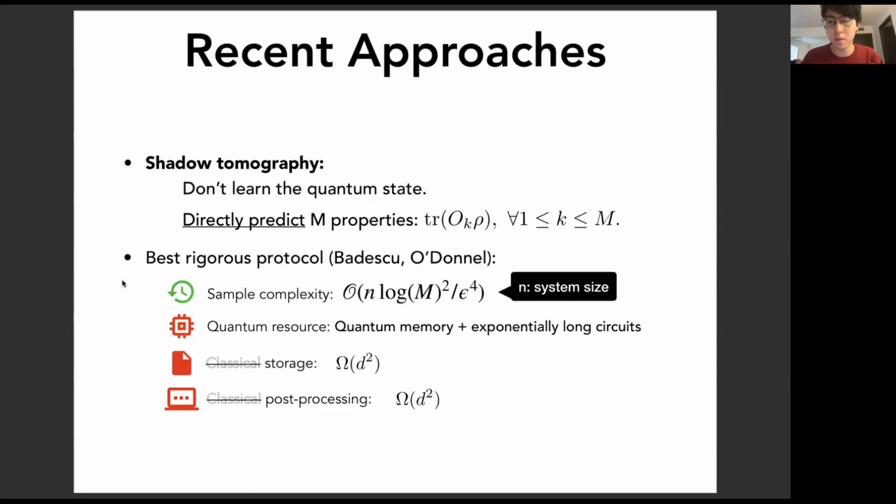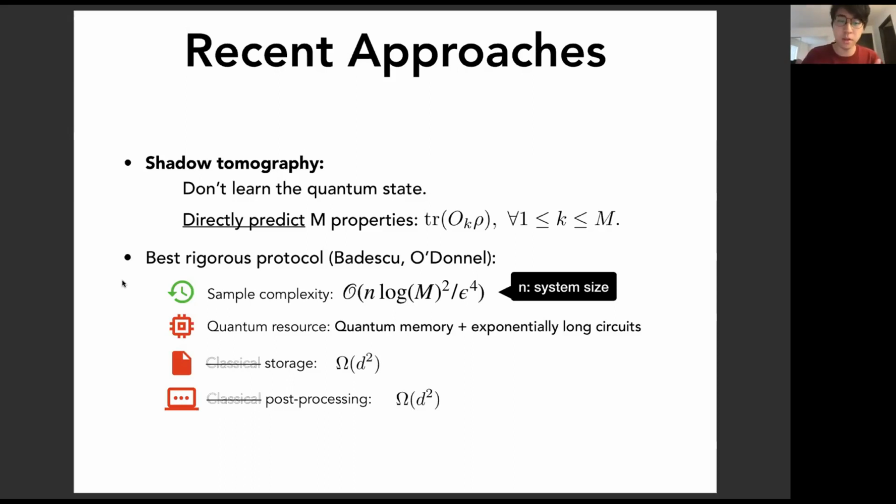But now, as you can see, the number of copies you need only scales linearly in system size. And then the scaling with the number of properties you want to predict is also very efficient, only logarithmic, like log m squared. However, for this best rigorous protocol for shadow tomography, the quantum resource requirement is also very expensive, and the storage as well as post-processing time are also still exponential.